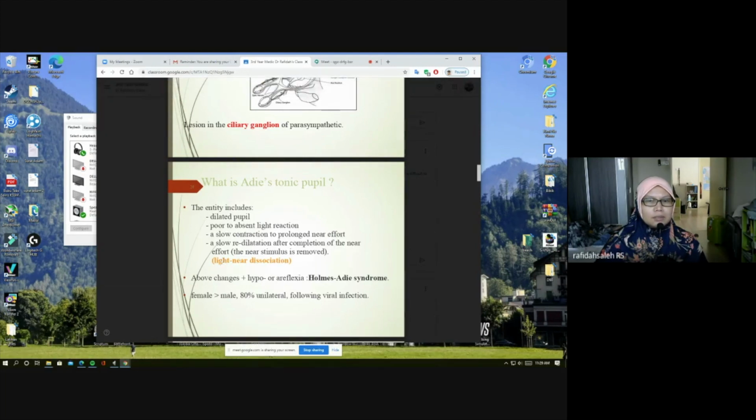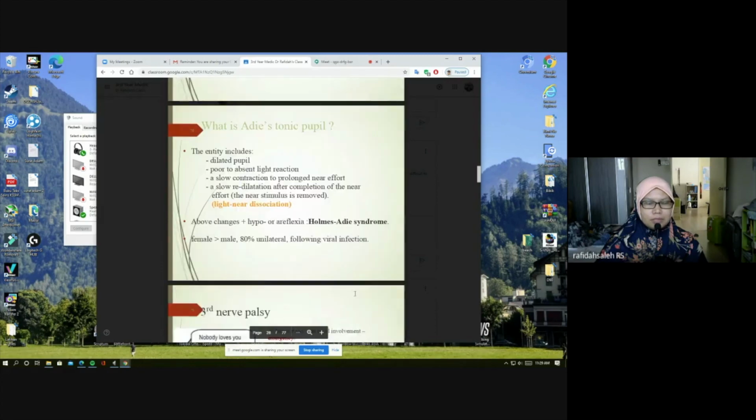In other conditions, usually if it does not constrict to light, it also does not constrict to near. However, in Adie's, it responds to near, but it does not respond to light. That is why it's called light-near dissociation. If people have these changes plus hypo- or areflexia, you will call it Holmes-Adie syndrome. It's more common in females than males, 80% is unilateral, and it follows a viral infection.